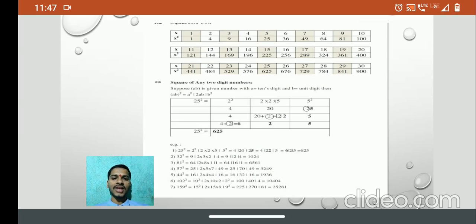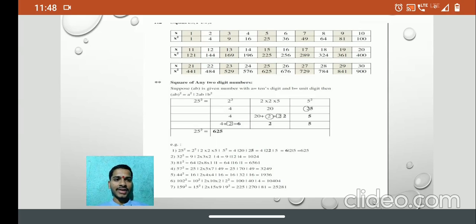Here a equals 2 and b equals 5, and we'll arrange the numbers in three compartments. Here we can see 2 square, then 2 into 2 into 5, then 5 square, which is nothing but the base square. Then the unit digit of 5 square, that is 25, the 5, will be the answer's unit digit, and 2 will be carried to the next step.